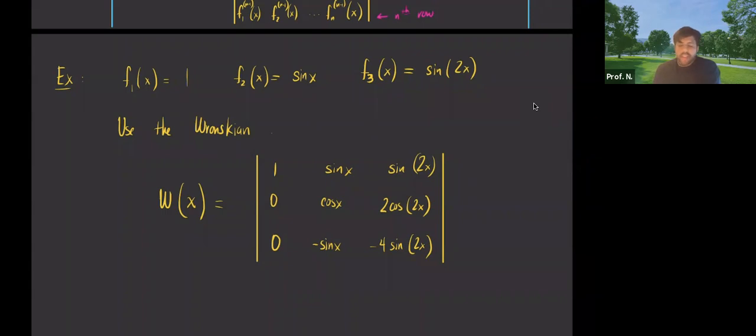So now we have to find the determinant. And what makes the most sense is to do the cofactor expansion along the first column.